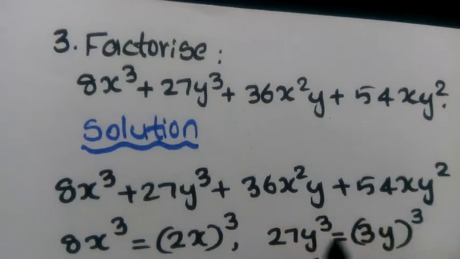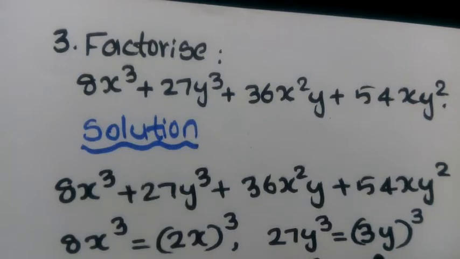Here you can see that 8x cube is equal to 2x whole cube because 2 cube is equal to 8. 27y cube is equal to 3y whole cube because 3 cube is equal to 27. Consider 2x whole cube as a cube and 3y whole cube as b cube. So take a is equal to 2x and b is equal to 3y. Thus the first two terms are like identity 6.